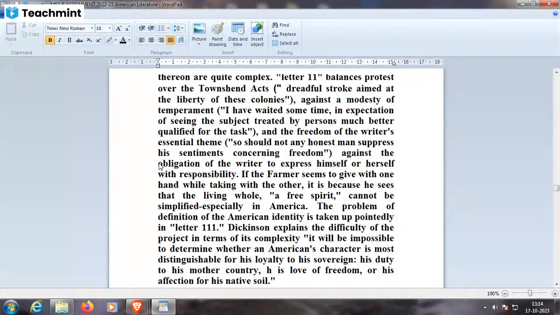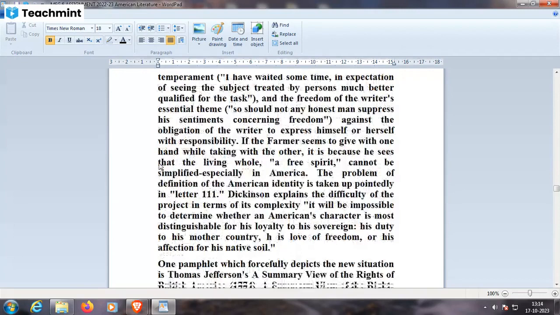The problem of definition of the American identity is taken up pointedly in letter 3. Dickinson explained the difficulty of projecting terms of its complexity. It could be impossible to determine whether an American character is most distinguishable for his loyalty to his sovereign, his duty to his mother country, his love of freedom, or his affection for his native soil, he said.